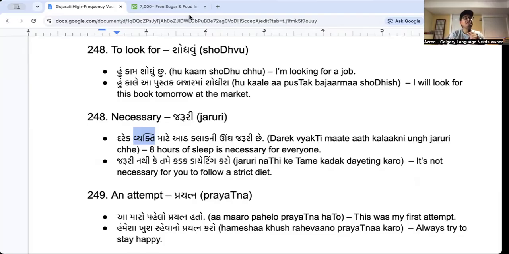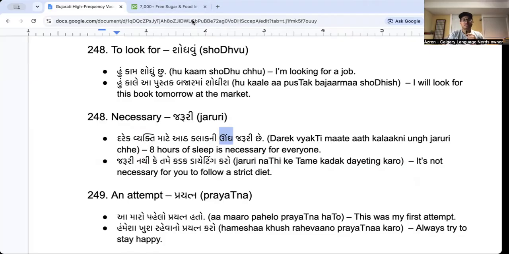We learned, what is the word we learned for person? I think we learned manas. Yes, I think I taught you that. Vyakti, manas, kind of the same thing, frankly. So darek vyakti mate, for each person, 8 kalakni ung. 8 is number 8. Kalakni is of hours, so 8 hours of sleep. Ung is sleep as a noun. Remember we learned suvu earlier for to sleep as a verb? Well, ung is the noun. જરૂરી છે is necessary.